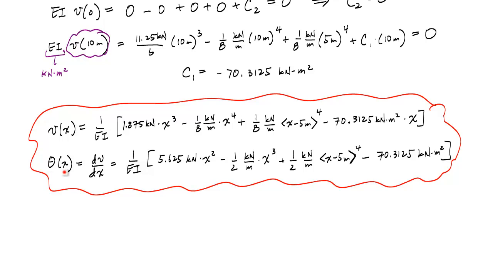The slope equation comes out with units of radians, or is dimensionless, and you can see that this will give you kilonewton meter squared in the square brackets, and then this EI is kilonewton meter squared, so that'll all cancel out. And this displacement function will end up in units of meters, the way that we have it written out.